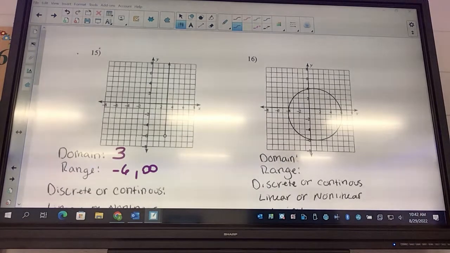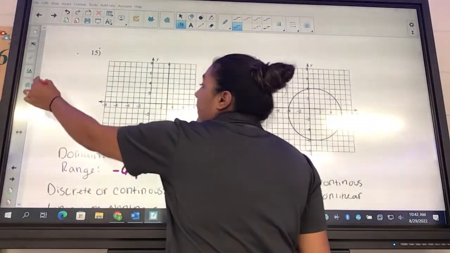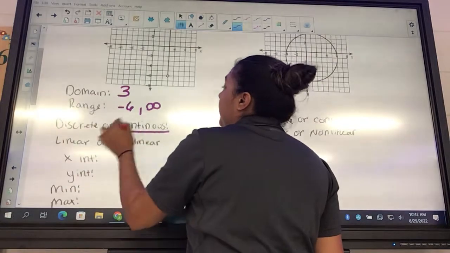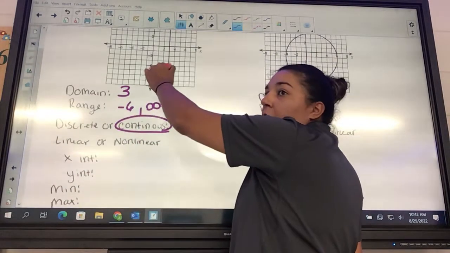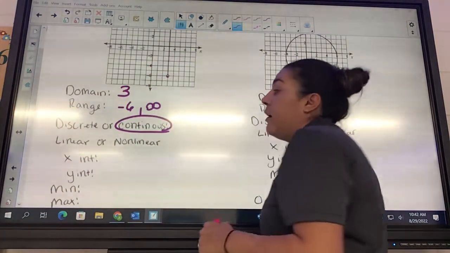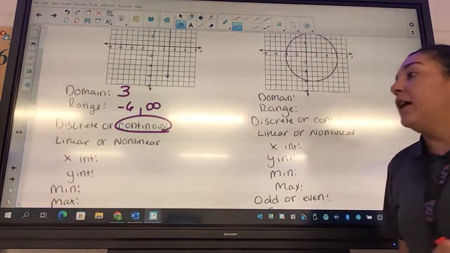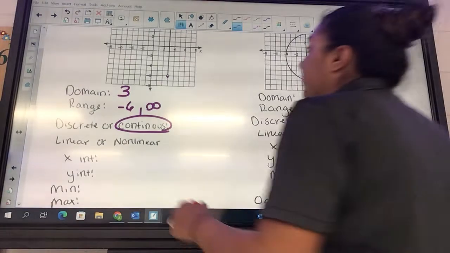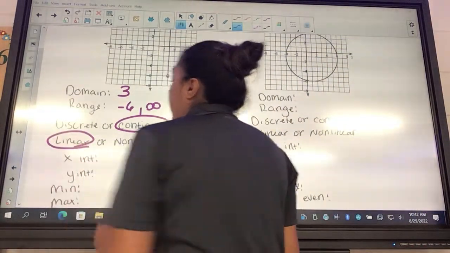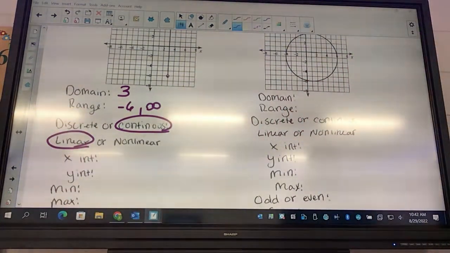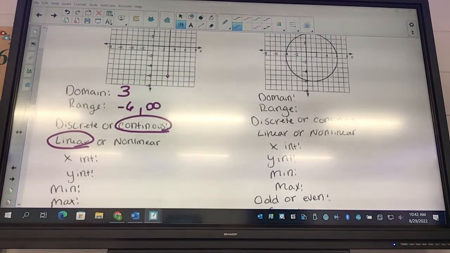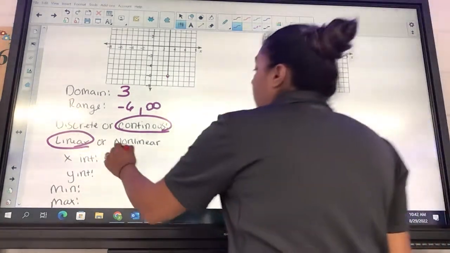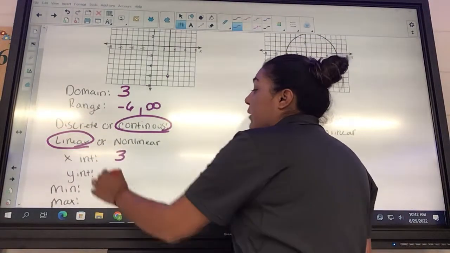Is this discrete or continuous? It's continuous, right? We can put our pencil here and make it all the way to the arrow without picking up our pencil off the paper. Okay? Linear or nonlinear? It's definitely linear. X-intercepts. Find the x line. 3. And for y, there's none. So you're going to put none.